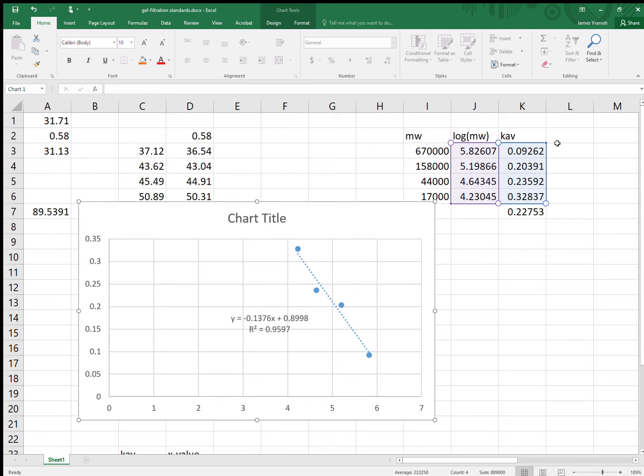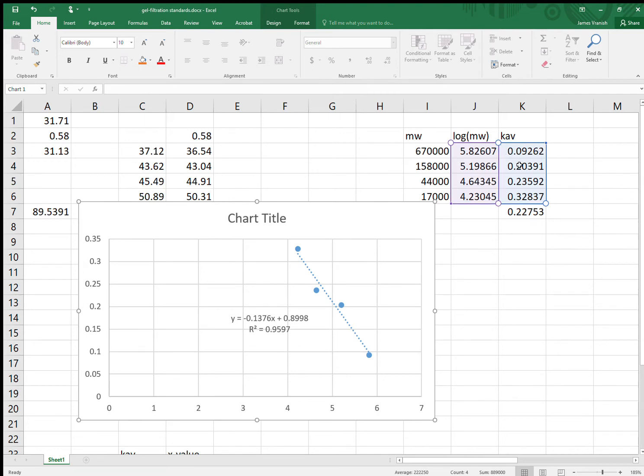Now, I also give you, again in that Word document, VT and V0, which are the total volume of the column and the void volume of the column respectively. But the VE is going to change for each peak. That's the elution volume of each peak. So the VE values are contained in the table of elution volumes for each peak.